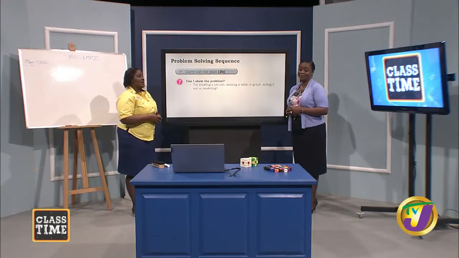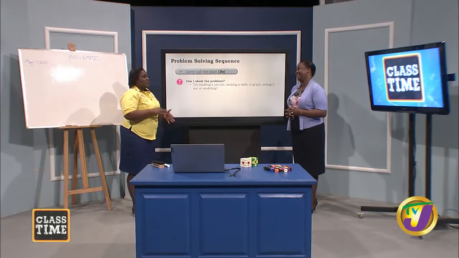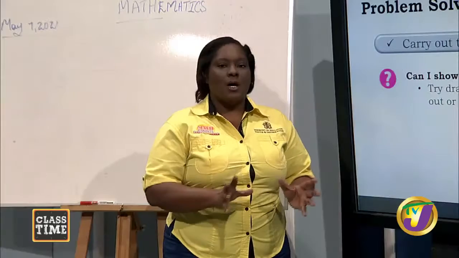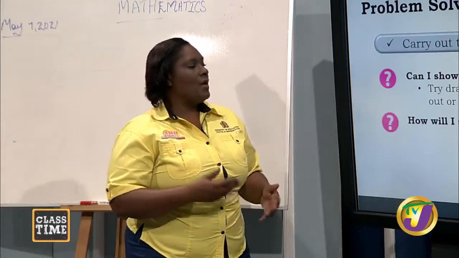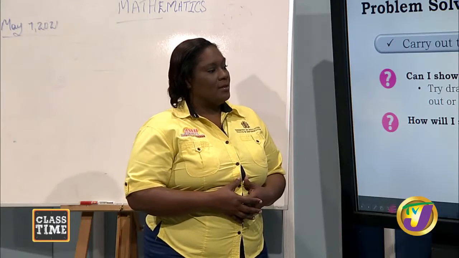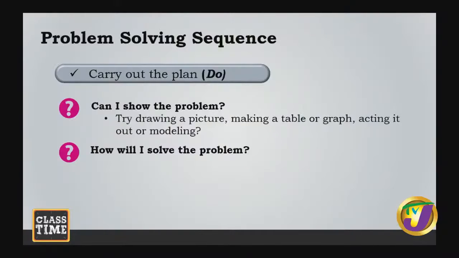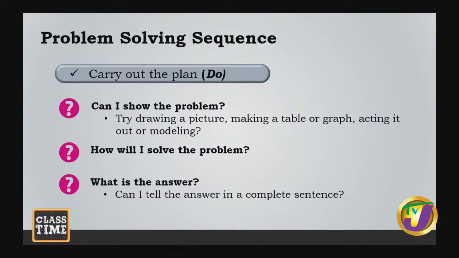Your shoes, clock, anything. And in doing this, we are making a model, right? That is it. Now, how will I solve the problem? What is the answer? Can I tell the answer in a complete sentence? Is it a one-word answer? Is it a whole paragraph? Or is the answer just numbers? All things for us to consider, right?